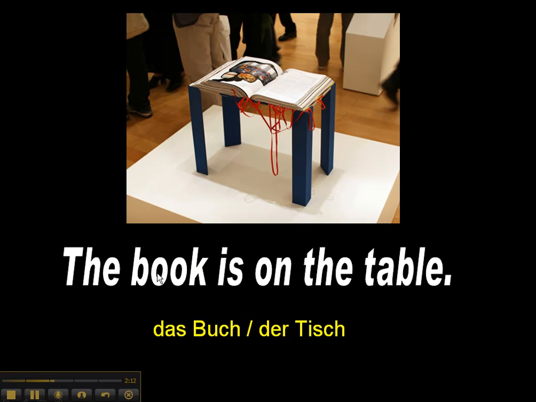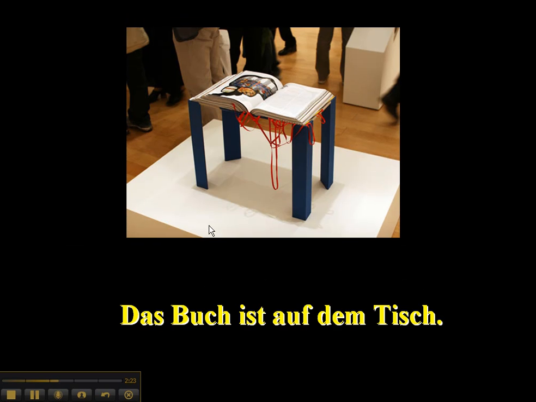For example, the book is on the table, das Buch and der Tisch. Das Buch is the book, Tisch is table, so we are talking about where it is located. So you say das Buch, doesn't change because it's the subject of the sentence, and therefore nominative case. Ist, and that's a dead giveaway that we're talking about location. There's no action here. Auf, and since it's location, you use the dative. Der Tisch changes to dem.